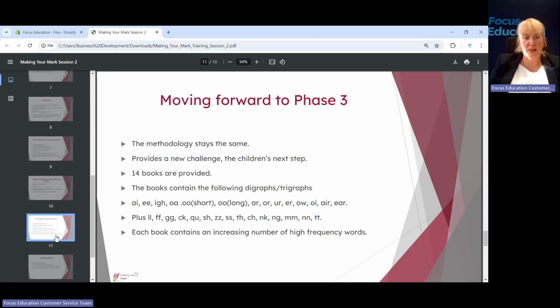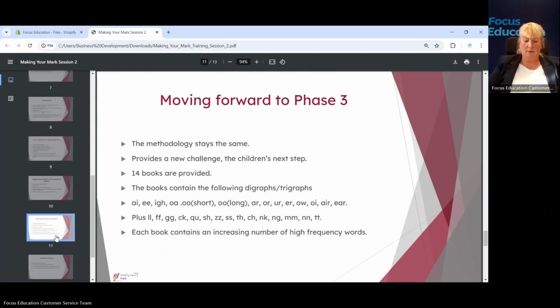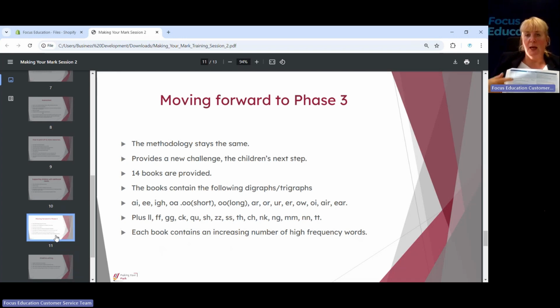So moving on to phase 3. The phase 3 books, again, come with a scheme of work and the contents page. So you can see clearly, right, which book's which, which digraph or trigraph does it use. And this is where, depending on the order of the scheme that you're using, your order might be ever so slightly different, but not massively different to this.